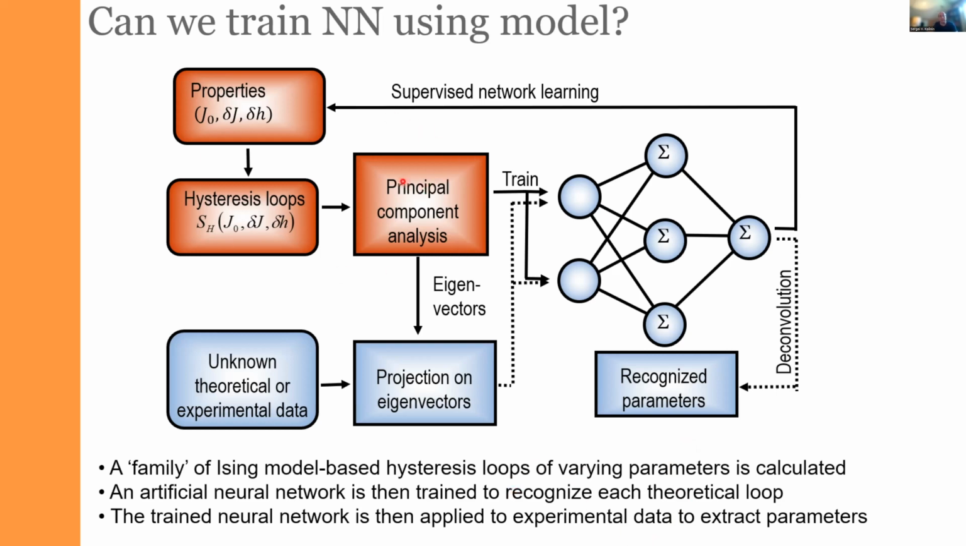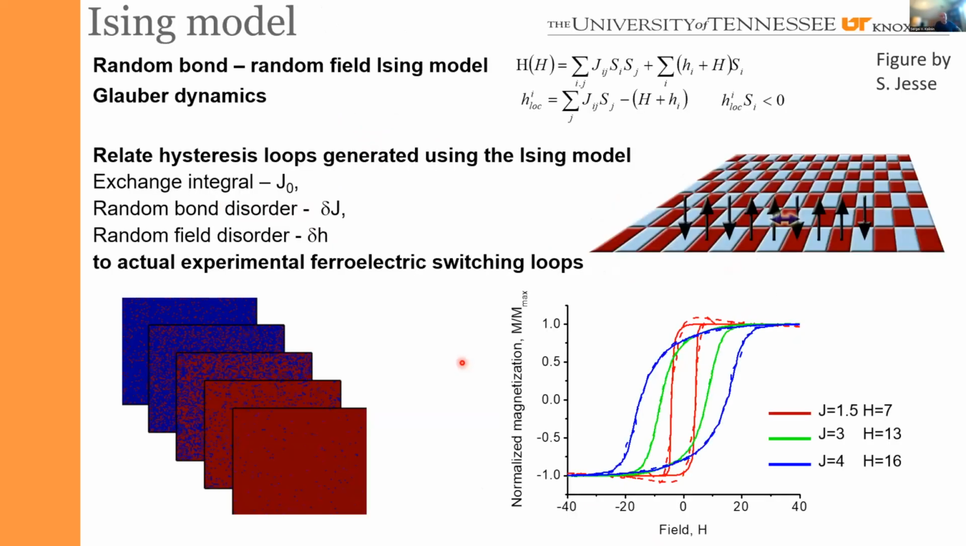The problem that we try to solve is the use of the Ising model in order to simulate the hysteresis loop, and then train the neural network using this model and apply it to real-world data. Just as a reminder for those of you who have not encountered statistical physics, the Ising model is basically a model of spins on a lattice that interact with their neighbors, and the interaction is given by a constant called the exchange integral. That's it. You consider only the nearest-neighbor interactions.